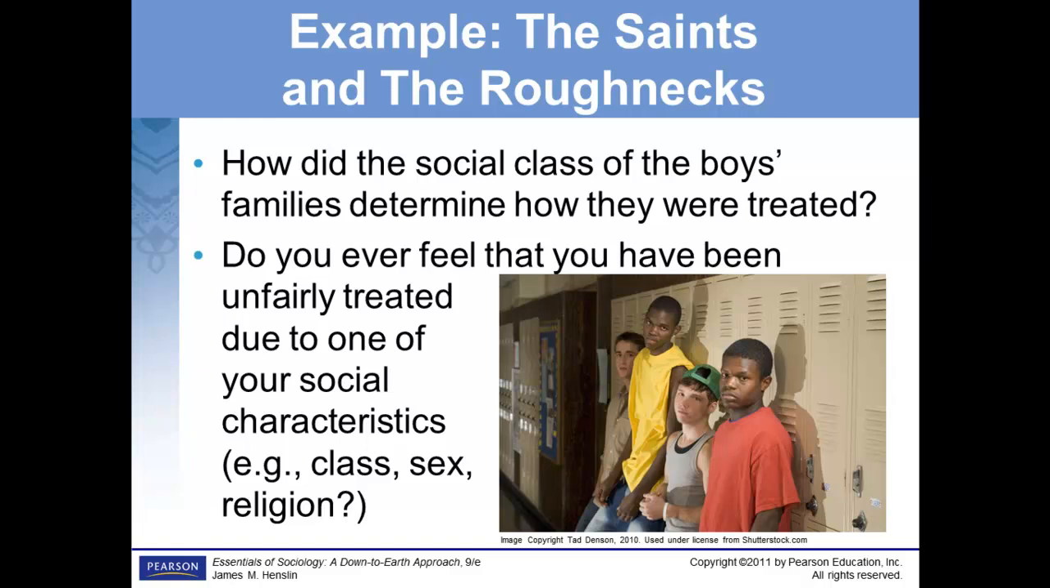You read an article, referenced in this chapter, about the Saints and the Roughnecks. Take just a moment to reflect and tie this back into that article. How did the social class of the boys' families determine how they were treated by law enforcement and by school authorities? And it raises the question: have you ever been unfairly treated due to your social characteristics, whatever that might be, class, sex, religion, economics, race, whatever it might be?